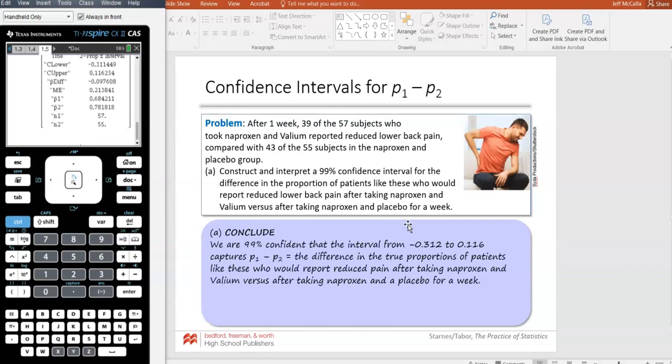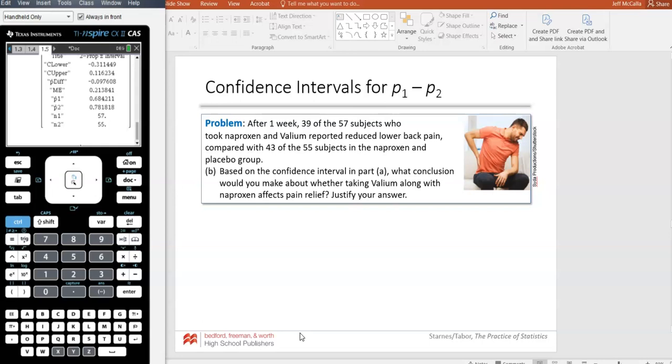Starts out the same. We're 99% confident the interval from negative 0.312 to 0.116 captures the true difference in the proportions of patients like those who would have reported reduced pain after taking the approximate Valium versus after taking the approximate placebo. So it's not just the true proportion, but the true difference in proportions. That's the biggest difference in the interpretation there that you have.